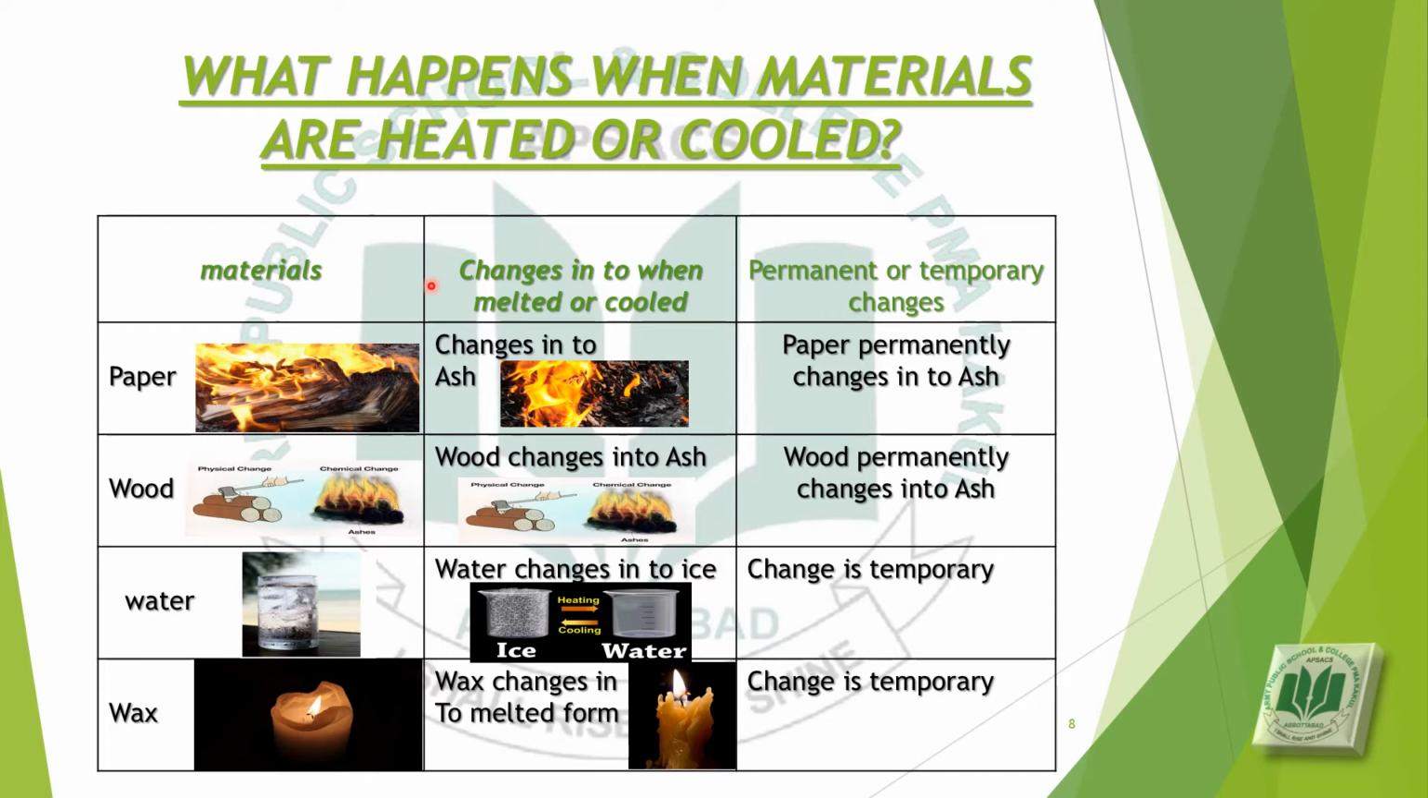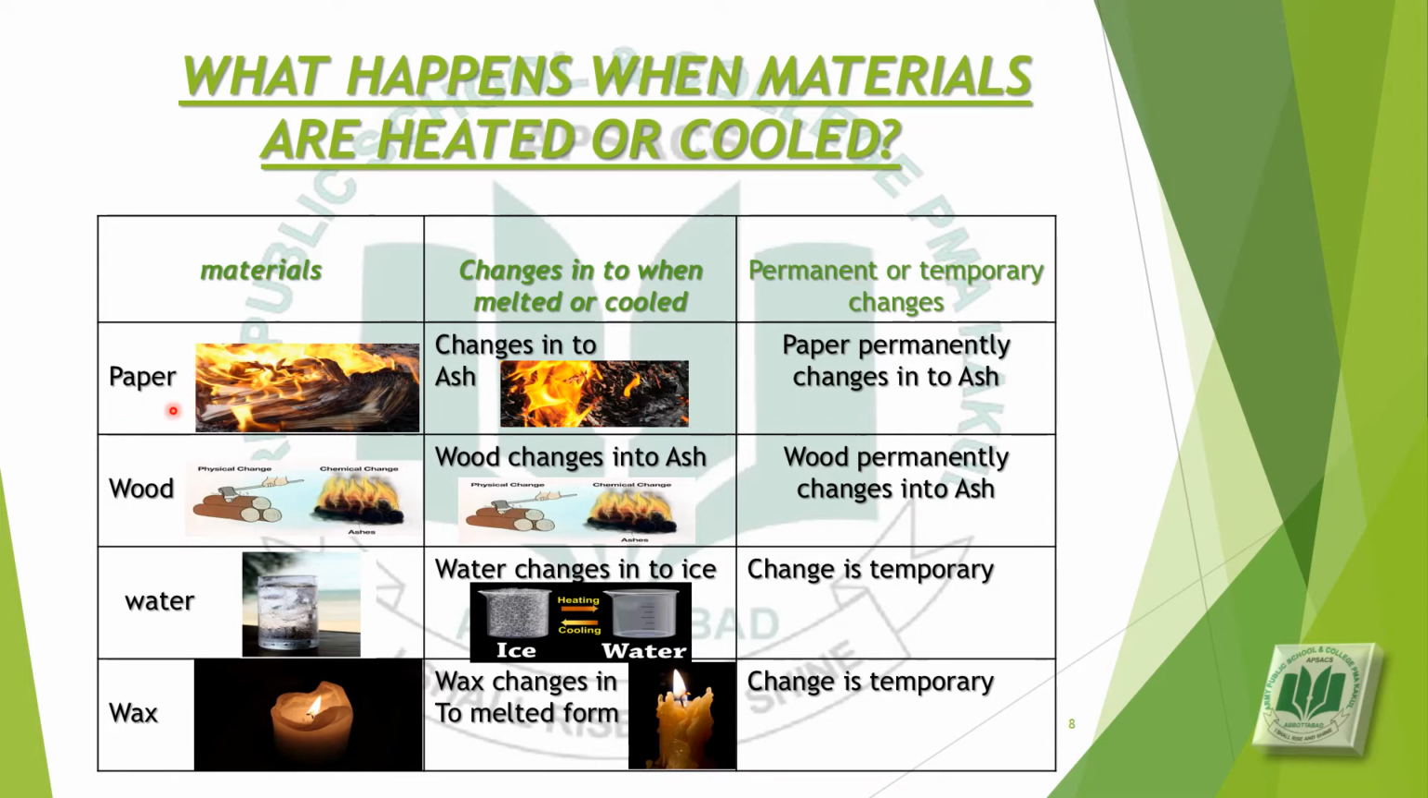Students, we will define these changes through a chart. Here we have three different columns in this chart. In the first column we have different materials. In the second, we will observe all those changes which happen after the heating or cooling process. And in the last, we will discuss whether these changes are permanent or temporary.